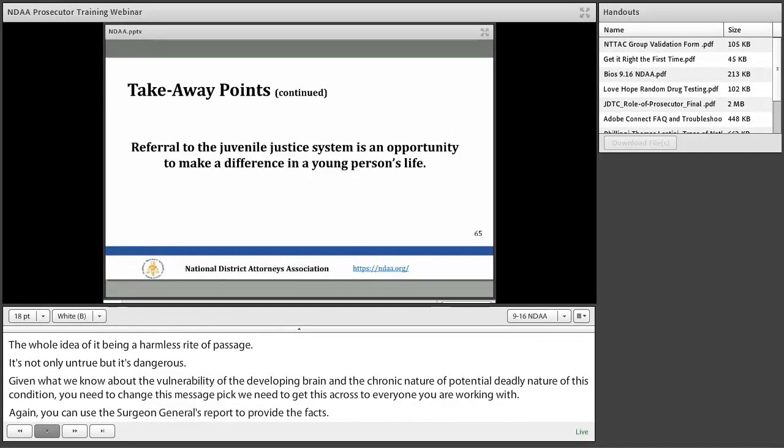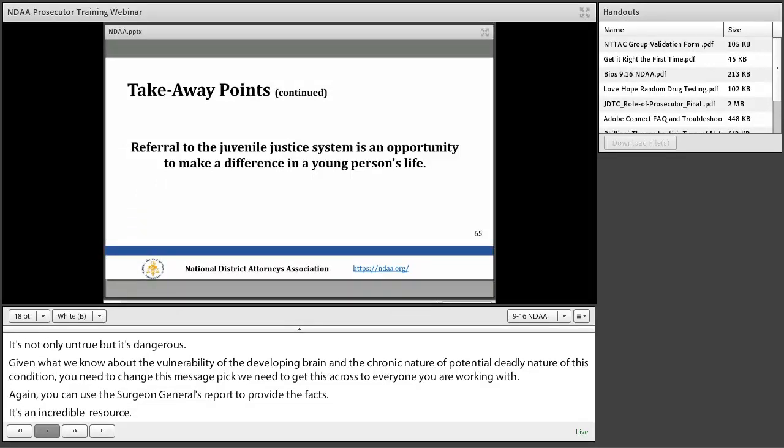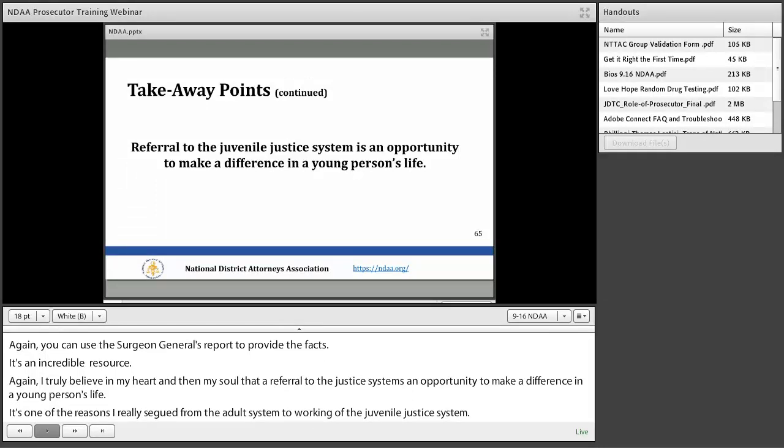Again, I truly believe in my heart and my soul that a referral to the justice system is an opportunity to make a difference in a young person's life. It's one of the reasons I segued from the adult system to working in the juvenile justice system, because we hear so much about second chances and people coming out of the adult system and pardons and things like that. And it's like, well, what if we got it right the first time?